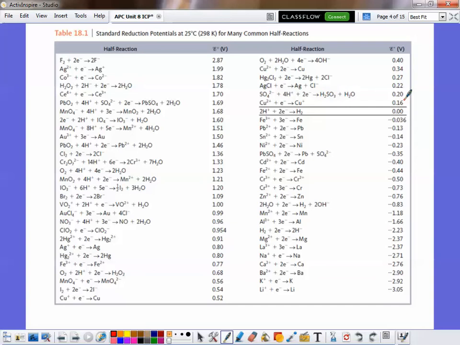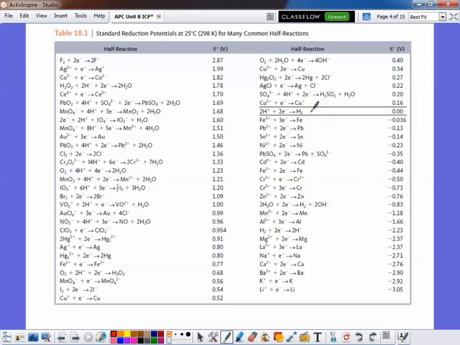So, what this means, for example, the reduction of fluorine will give you 2.87 volts more than the reduction of hydrogen because it has a positive 2.87 voltage. The reduction of, say, lithium, way down here, will give you a voltage of 3.05 less than hydrogen gives you. So that's why some of them are positive and some of them are negative. And hydrogen was set as the standard. We could have set any of these as the standard and compared it and found the voltage.